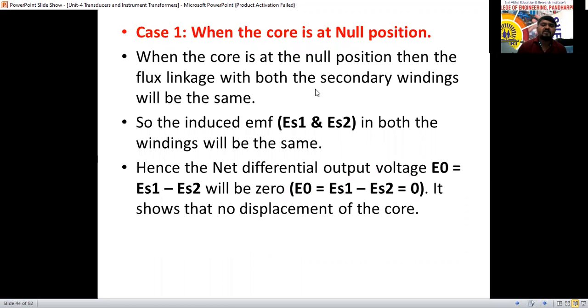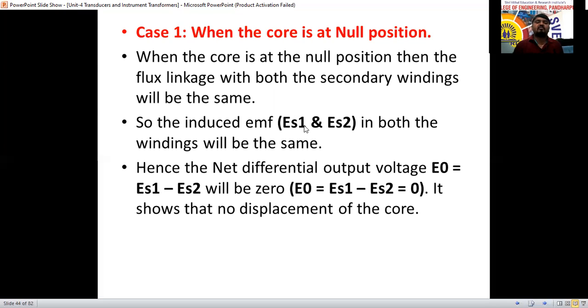So when the core is at null position, the flux linkage with both the secondary windings will be the same. The null position or reference position is in the middle between the secondary windings S1 and S2. So it is equally connecting to S1 and S2. On that condition, the flux linkage will be equal, so the EMF induced in the coils S1 and S2 will be the same.